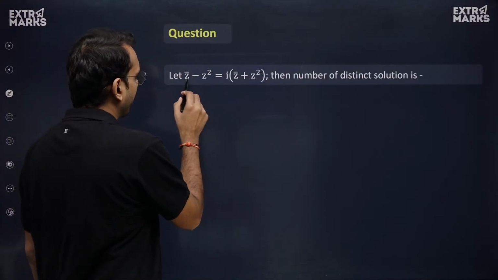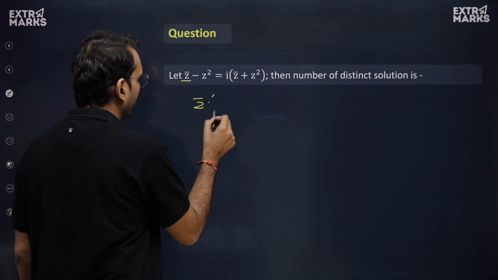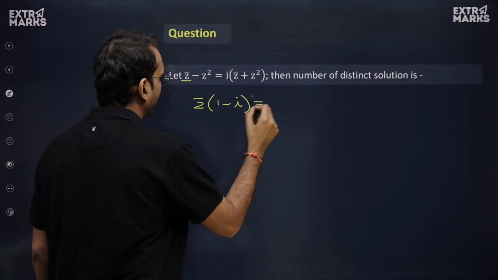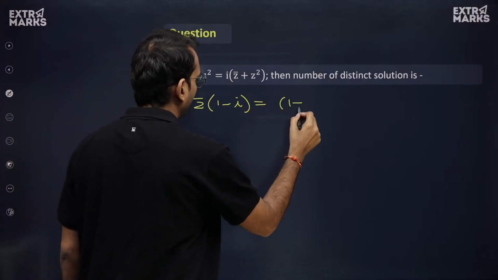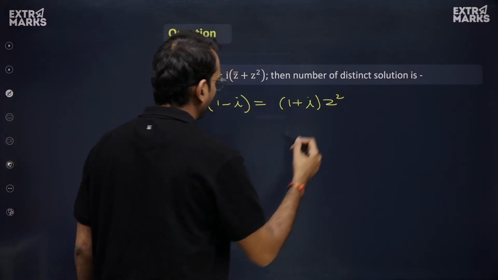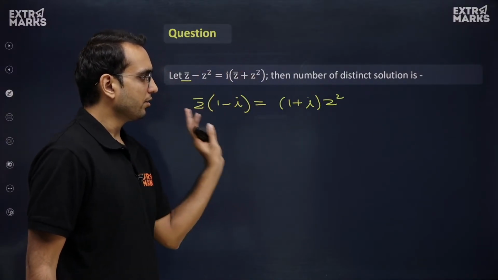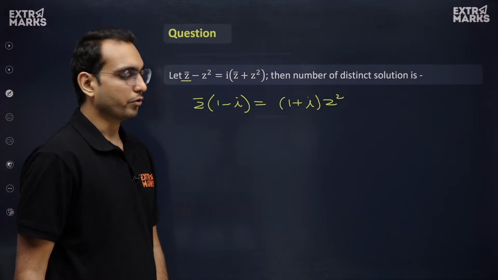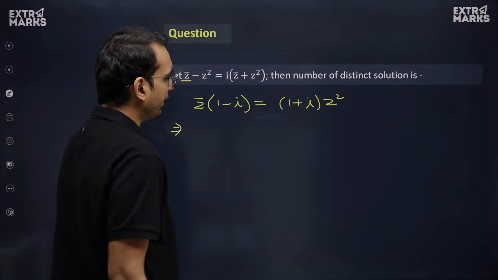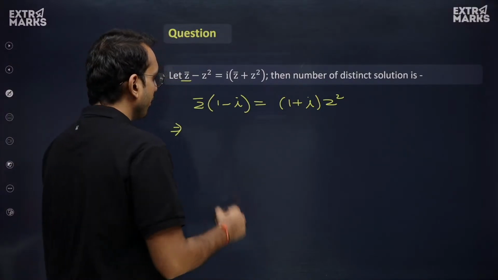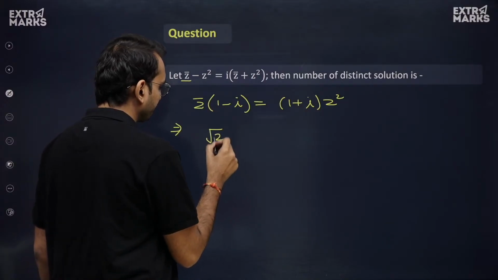So z bar, here it is z bar, here it is z bar, so let's take z bar common. So z bar into 1 minus iota is equals to iota plus, so it will be 1 plus iota z square. I have to solve this, I have to find the number of z which satisfy this equation. How can we solve that? Now let's first take mod on both sides. So when we take mod on both sides, 1 minus iota mod is root 2.